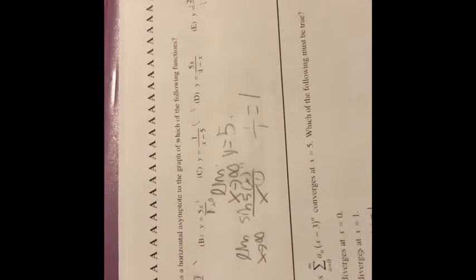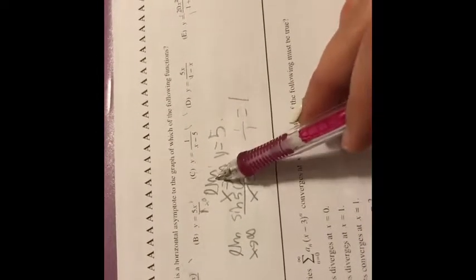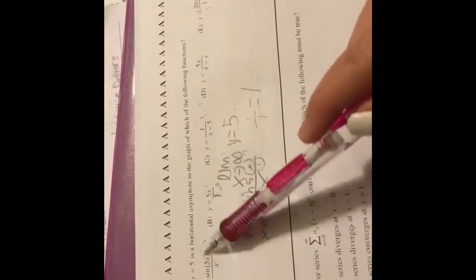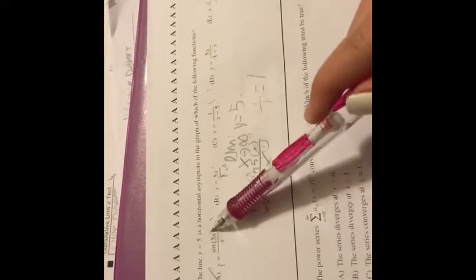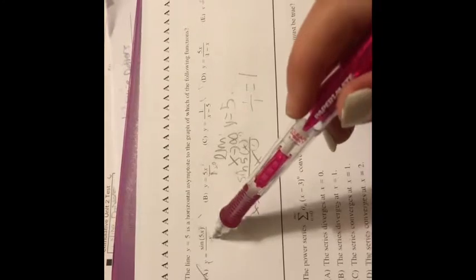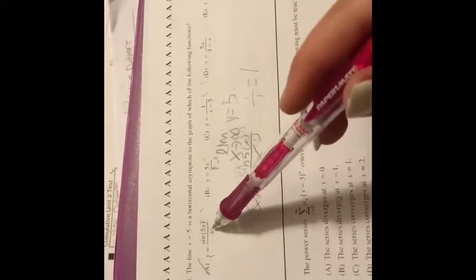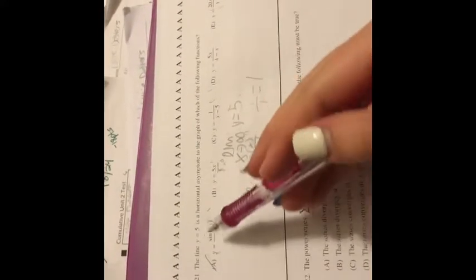The line y equals 5 is a horizontal asymptote to the graph of which of the following functions. So in order to find this, you just set the limit. You basically take the limit as x approaches infinity for every single one of these answer choices. So for this one, as x gets bigger and bigger and bigger, since the sine is on top, it's going to be a tiny number divided by our huge number, which is approaching 0. So as it goes to infinity, it's not going to stay at 5. So that's why that one's wrong.